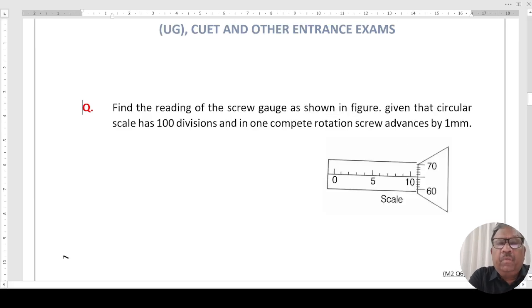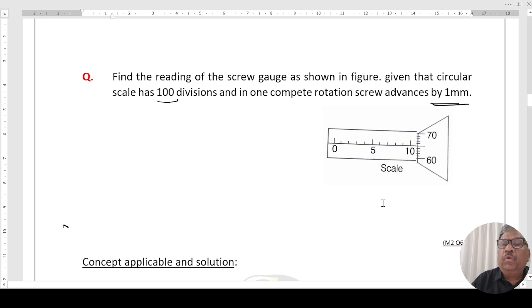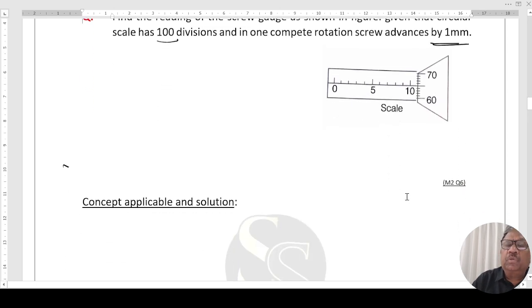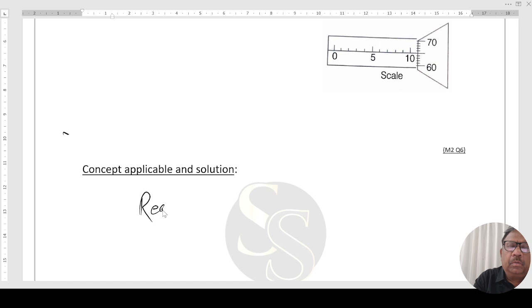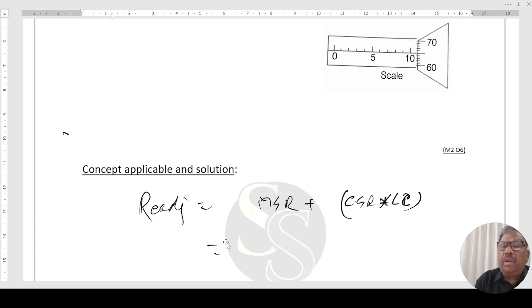Question is, find the reading of the screw gauge shown in the figure. Given that the circular scale has 100 divisions and in one complete rotation the screw advances by 1 mm. Now we have to find the reading of the screw gauge. Reading will be given by the formula main scale reading plus circular scale reading into least count. Right? Main scale reading is 10 pitch, 10 pitch means 10 mm.